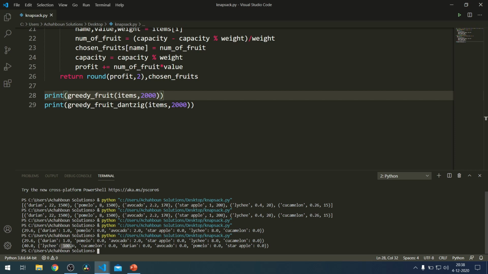Initially, you might be thinking, 100 of these tiny things, it would seem intuitive that you should grab the item with the big profit, like a durian. But it turns out that actually that is not optimal.